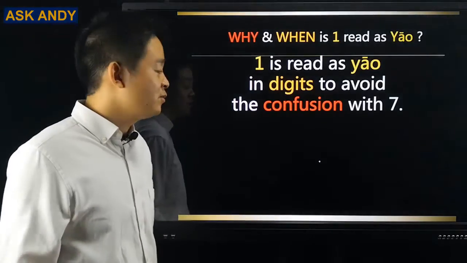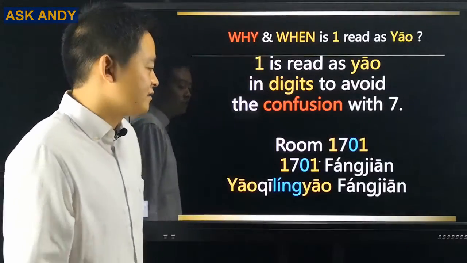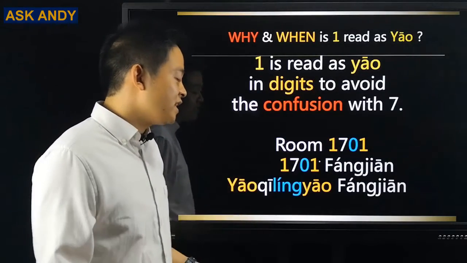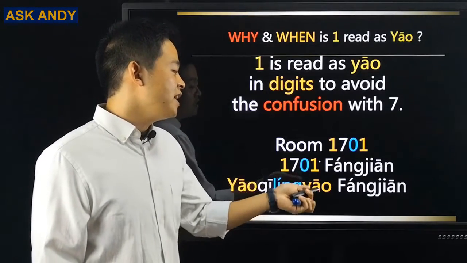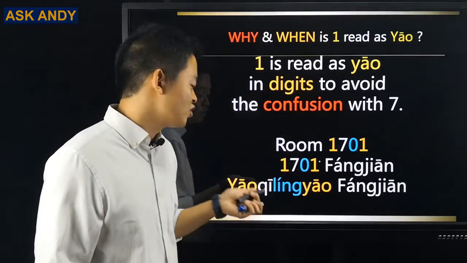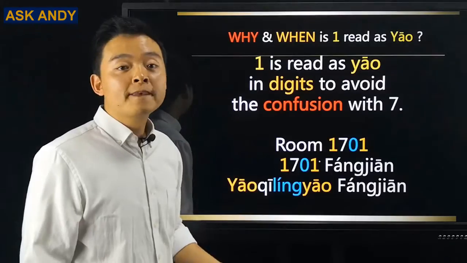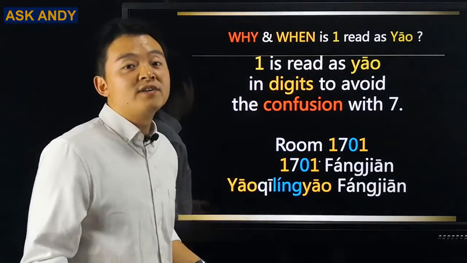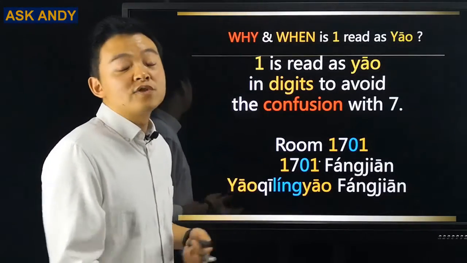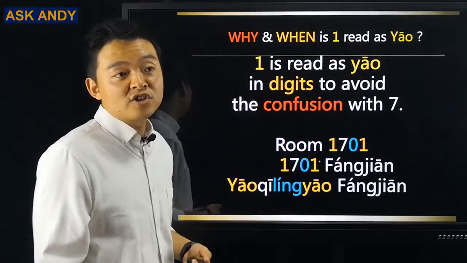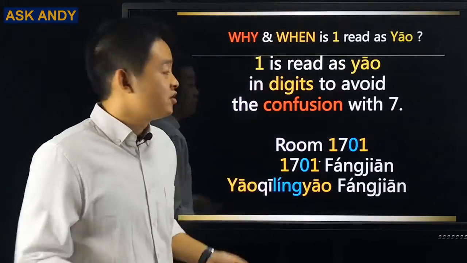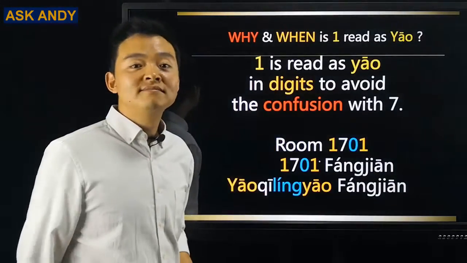So do we have some other examples? Let's see another one. So for this one, so room 1701. So in this case, we are going to read it as 1701房间. So 房间 is a room. We read the room number before the room itself. So we read it as 1701. So with this number, we don't read it as 1701. We just read it in digits. So, and for some code you receive for the verification code, we are going to read it in this way too. So in this case, we are going to read number 1 as yao to avoid the confusion with the number 7. I think you can get it, right?